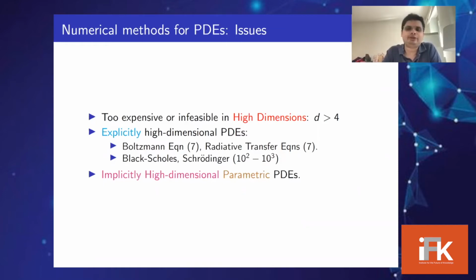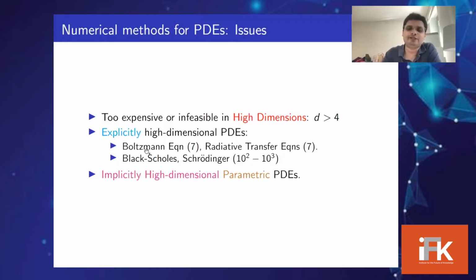And in fact, you can classify these high-dimensional PDEs into two categories. First is if the high dimensionality is explicit, in the sense that the spatial dimension itself is higher than 4 or greater than or equal to 4. And there are a bunch of PDEs. Anyway, there's a bunch of PDEs that have this structure.